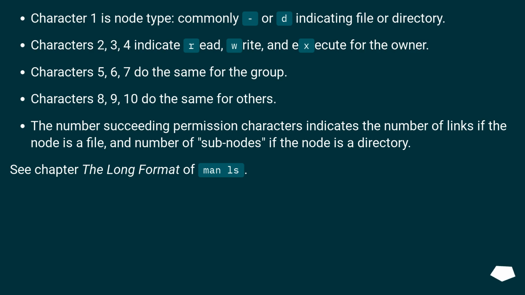character 1 is node type, commonly - or d, indicating file or directory. Characters 2, 3, 4 indicate read, write, and execute for the owner. Characters 5, 6, 7 do the same for the group. Characters 8, 9, 10 do the same for others. The number succeeding permission characters indicates the number of links if the node is a file, and number of sub-nodes if the node is a directory. See the chapter The long format of man ls.